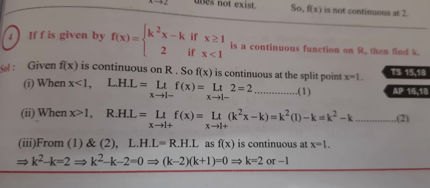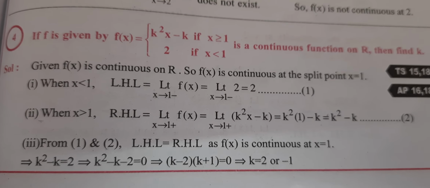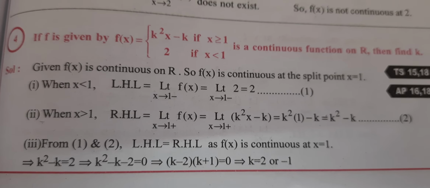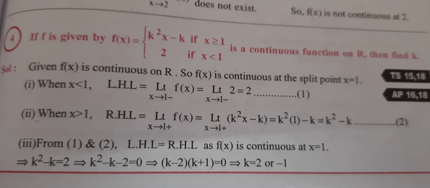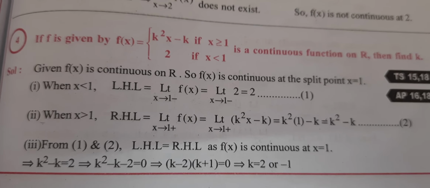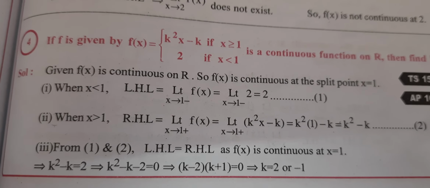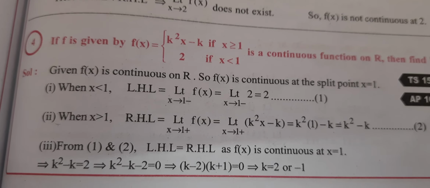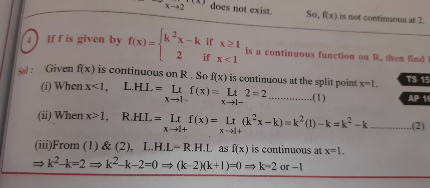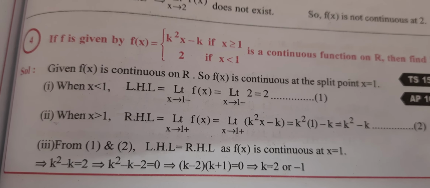When x is greater than 1, right hand side limit x tends to 1 plus f of x is equal to limit x tends to 1 plus k squared x minus k, that is equal to taking the value of x as equal to 1, k squared into 1 minus k, that is equal to k squared minus k. We call it 2. So from 1 and 2, left hand limit is equal to right hand limit as f of x is continuous. f of x continuous అన్నాడు కాబట్టి లెఫ్ట్ లిమిట్ రైట్ లిమిట్ సమానం అవుతుంది ఎట్ x is equal to 1. సో లెఫ్ట్ లిమిట్ 2, రైట్ లిమిట్ k squared minus k. So k squared minus k is equal to 2, k squared minus k minus 2 is equal to 0. So factorizing, we will get k minus 2 into k plus 1. Therefore k is equal to 2 or minus 1.